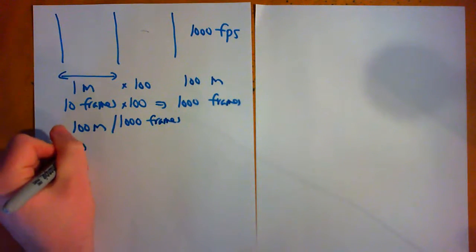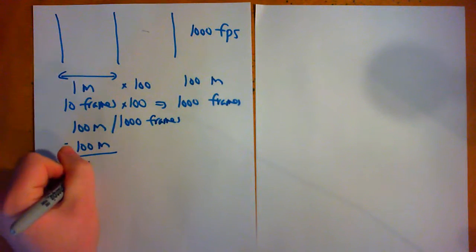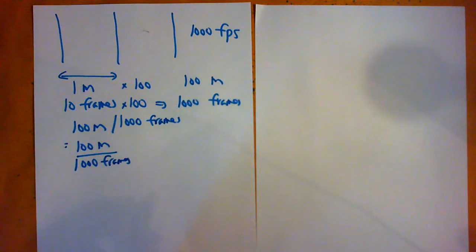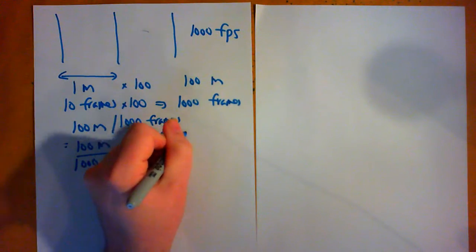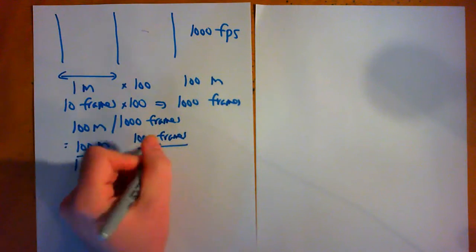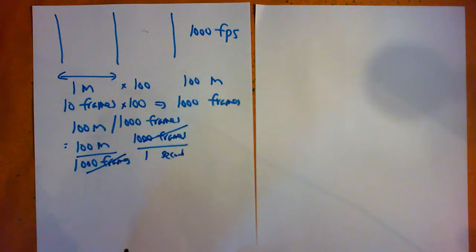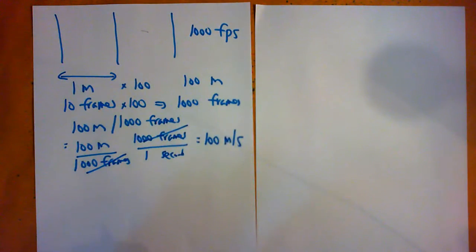Let's write that over each other. So we've got 100 metres over 1000 frames, but the camera is 1000 frames per 1 second, and we notice 1000 frames cancels out and we get a speed of 100 metres per second. So we've got a value of the speed of the projectile, and this is the way it's done on Mythbusters.